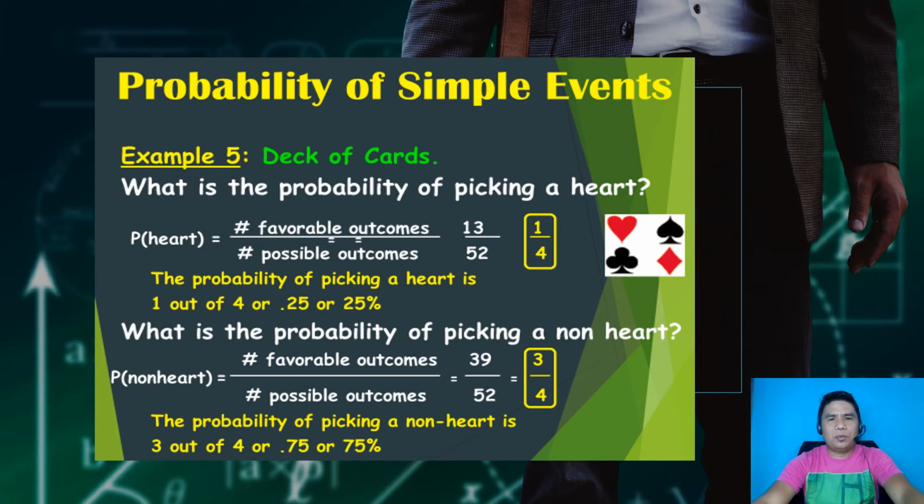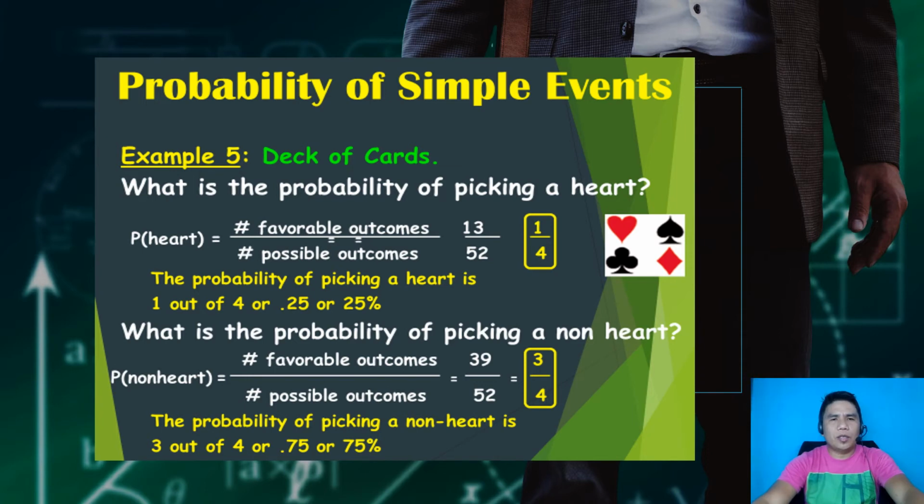Now, what is the probability of picking a non-heart? The cards that are non-heart are the clubs, spades, and diamonds. If we count, there are 13 of each kind of card: 13 diamonds, 13 spades, and 13 clubs. That's equal to 39. That's our favorable outcomes, the non-hearts. And the possible outcomes is 52, the total number of cards.